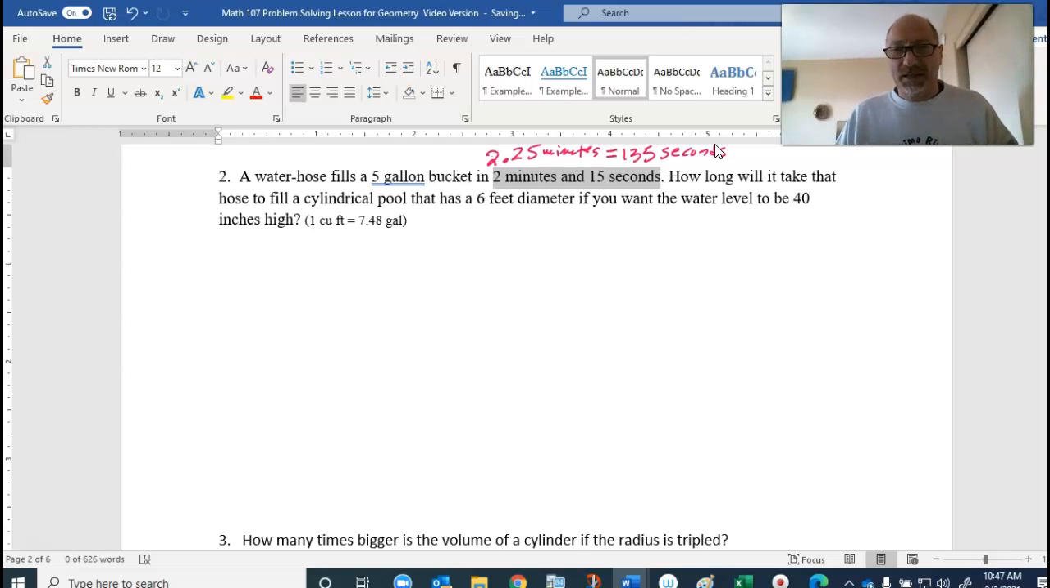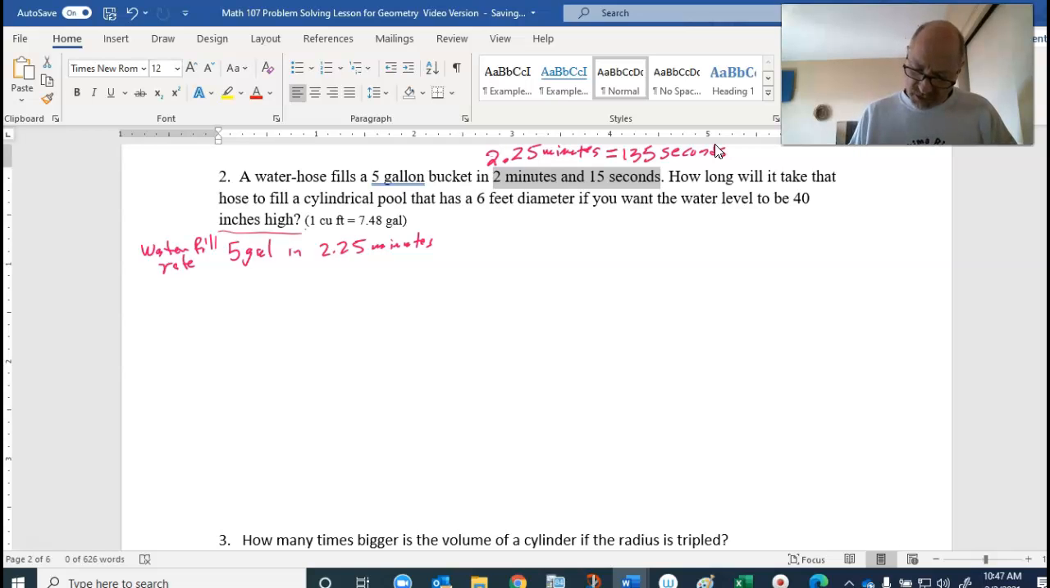So I'm going to use either one, 2.25 minutes or 135 seconds. It doesn't matter. And this is a 5-gallon bucket. So remember, we've got the 5 gallons. This is the water fill rate. 5 gallons in, I'll just write 2.25 minutes. It says, how long will it take that hose to fill a cylindrical pool that has a 6 feet diameter if you want the water level to be 40 inches high?